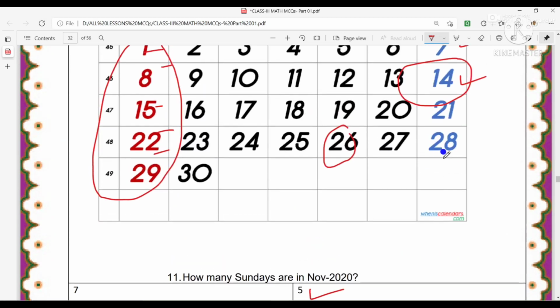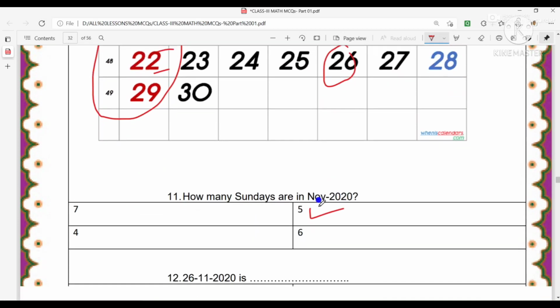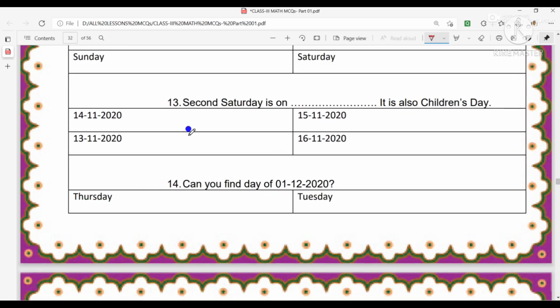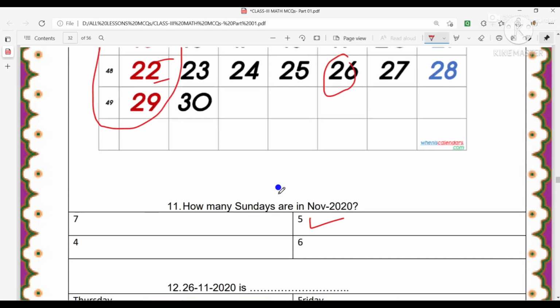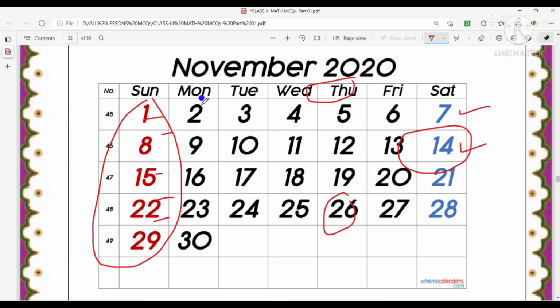Okay. 14th November. This one is also Children's Day. We observe Children's Day on 14th November. Then can you find the day of 1/12/2020? This month ends on 30th November, that is on Monday. So the next day will be December 1st, that will obviously be on Tuesday, right? This one, Tuesday.